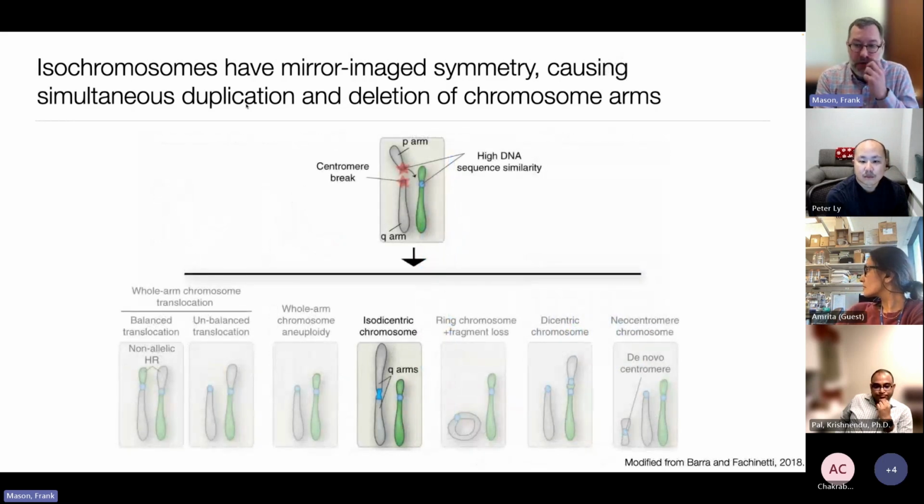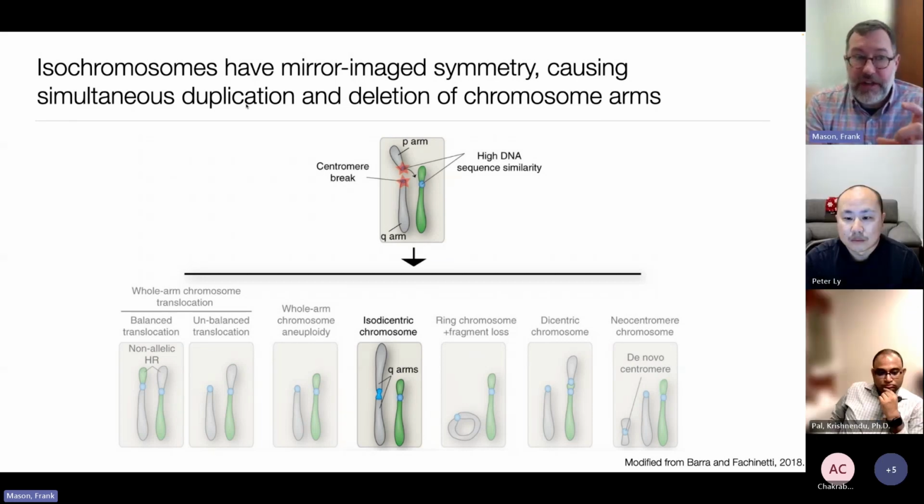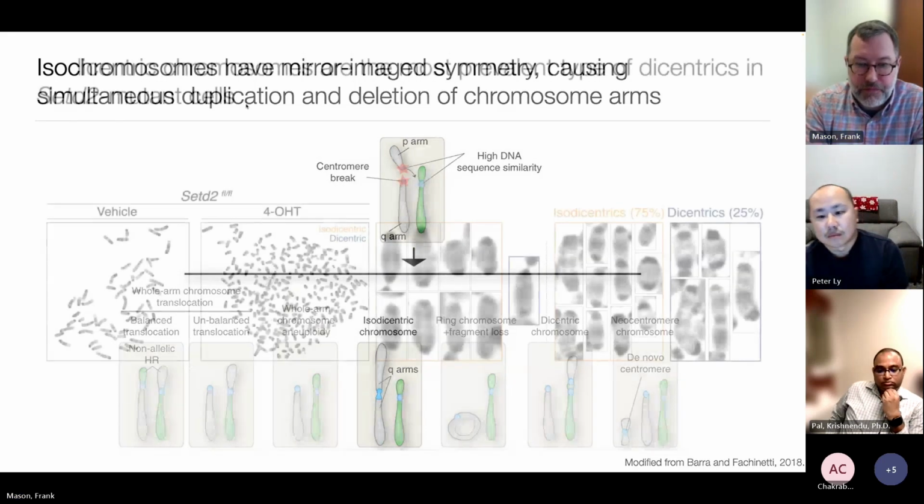And what this looks like, more in a cartoony type of schematic, is that if you end up with a break or some sort of chromosome insult, you can have a loss of, here shown, the P chromosome arm, which leads to an amplification of a Q arm. And so we asked whether these highly symmetrical chromosomes are indeed isochromosomes.